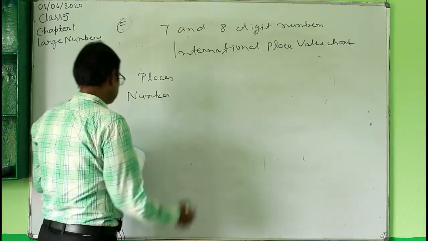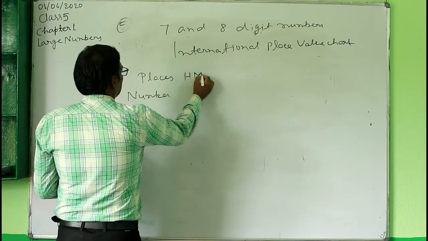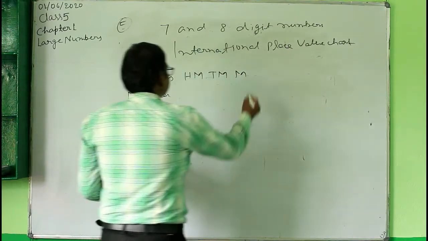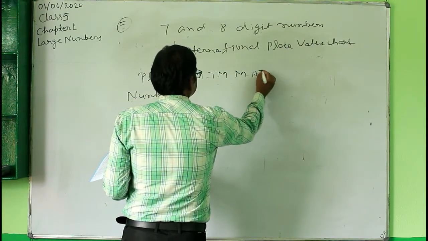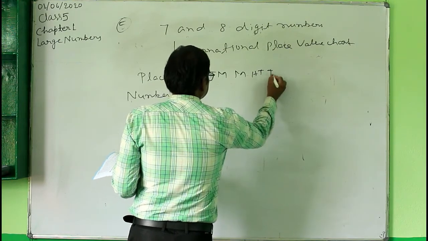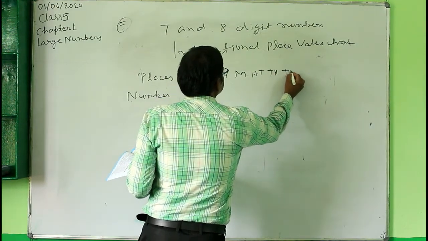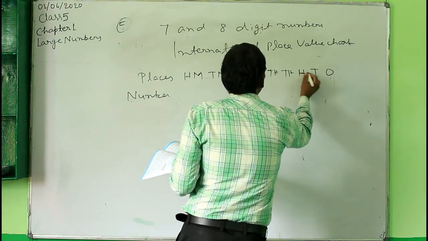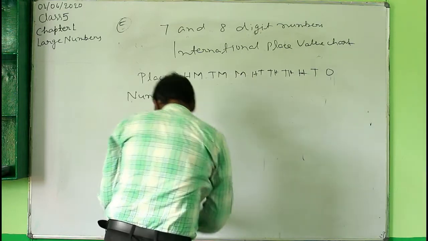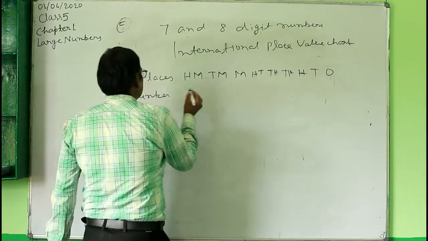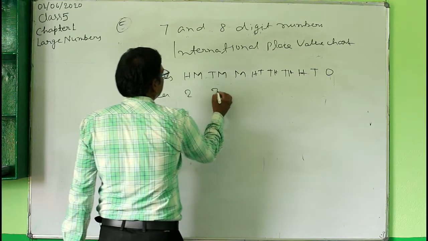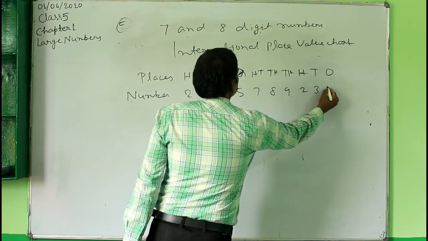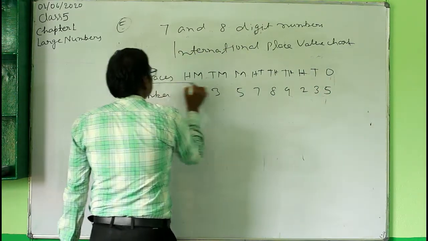You have millions, that is 100 million here in this case. 100 million, then 10 million, then million, then here 100,000, then here 10,000, then 1,000, then 100, and then 10, and then 1 in this case. Okay, so this is the period in this case, and we can write any number here, suppose 2, 3, 5, 7, 8, 9, 2, 1, 3, 5.